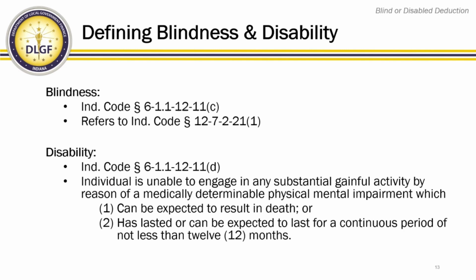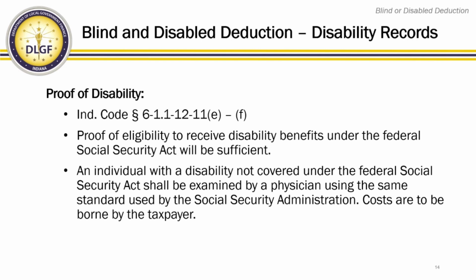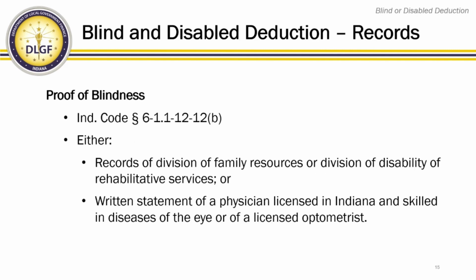Now, what's important here, next slide, is the proof, which has to be provided when the taxpayer applies for the deduction. Disability has to be proven either by showing eligibility to receive disability benefits under the Federal Social Security Act, or examination by a physician using the same standards as the Social Security Administration. Now, blindness is proven either by the records of FSSA, Family and Social Services Administration, the state agency, or a written statement from an eye doctor after an examination, and the eye doctor has to be licensed in Indiana. Next slide.